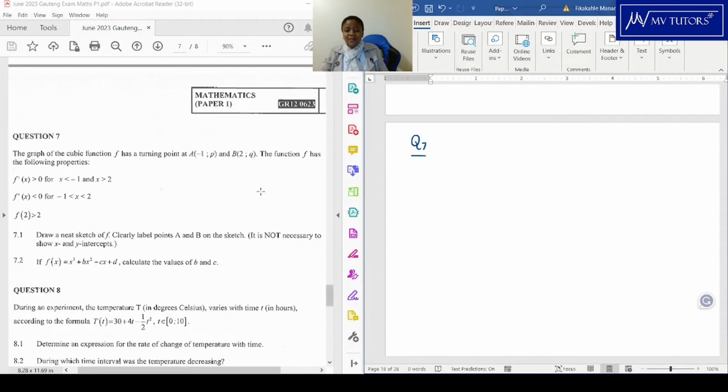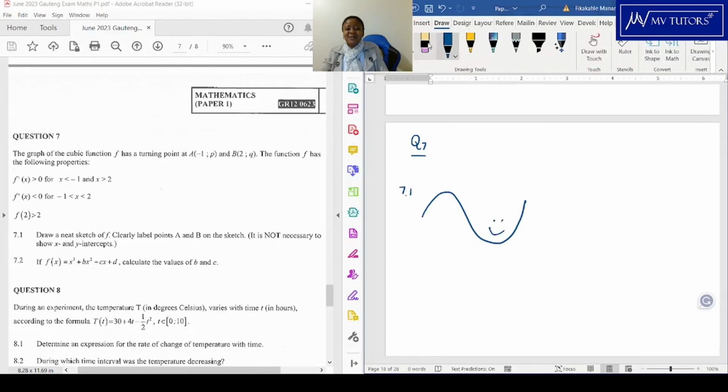Okay, so firstly, 7.1, we either have a smiley face cubic function, for those who have watched my video on cubic functions, that's what I mean by a smiley face cubic function. That's basically where your a is bigger than 0. Remember, we have y is equal to ax cubed plus bx squared, and so on. And then your sad face cubic function would look like that. Okay, it's sad.